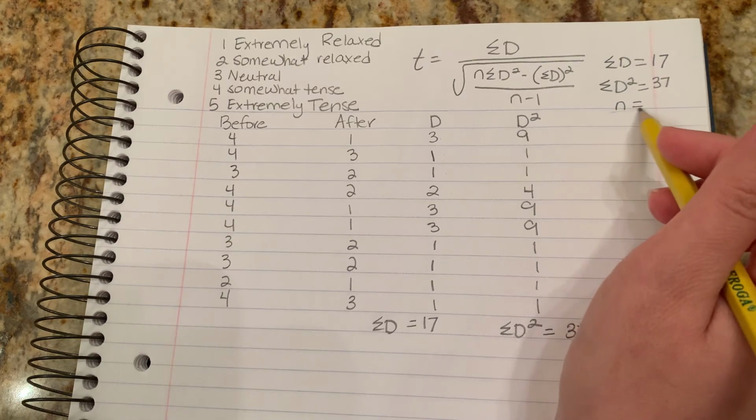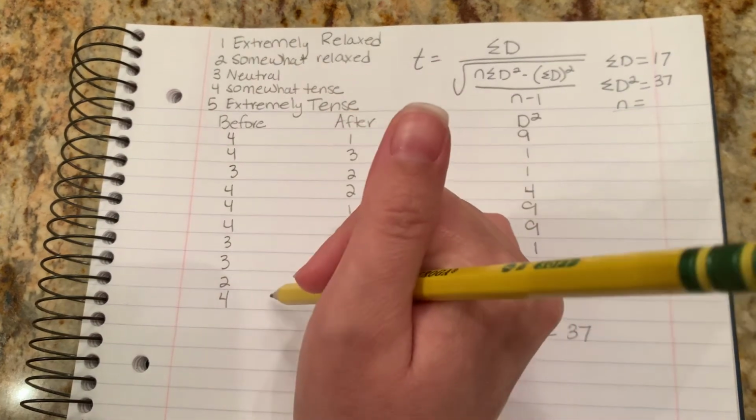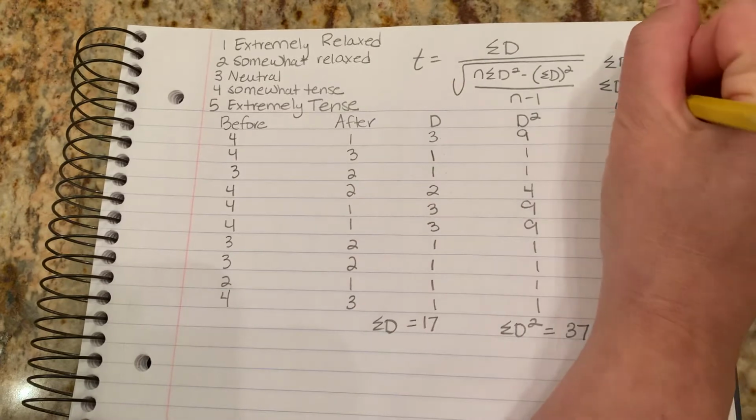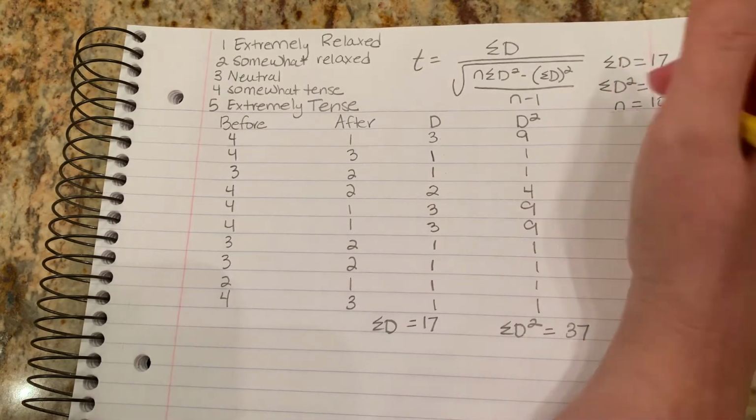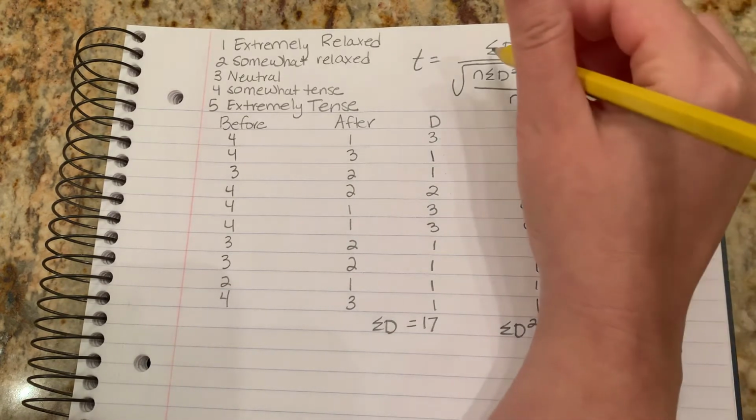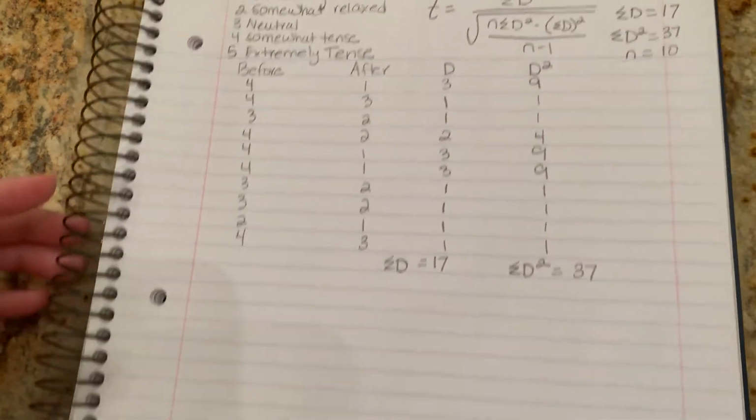So for n, this is going to be our number of pairs that we have. And in this case, we have 10. So we have an n of 10. So that's all we need. Once we have all these values, we can go ahead and plug them into the formula. So let's do that.